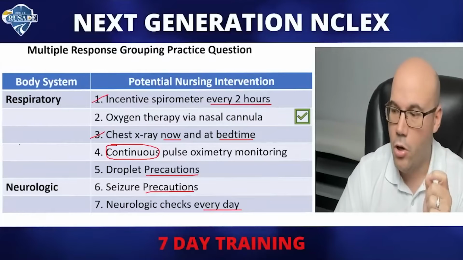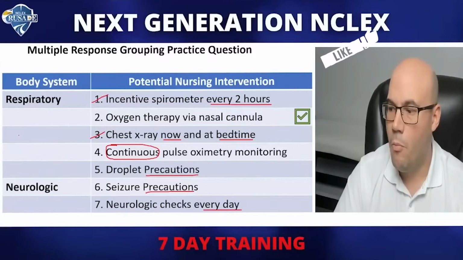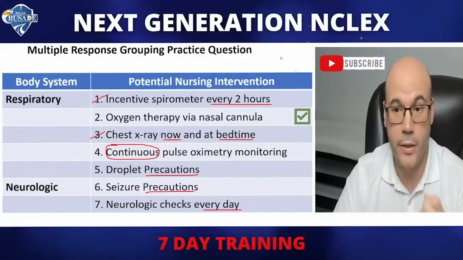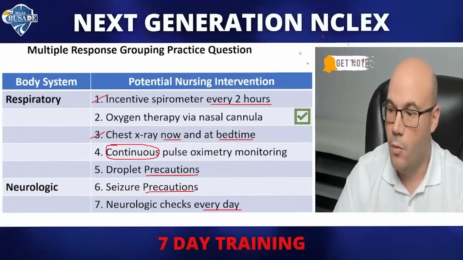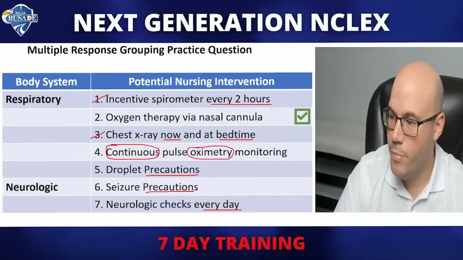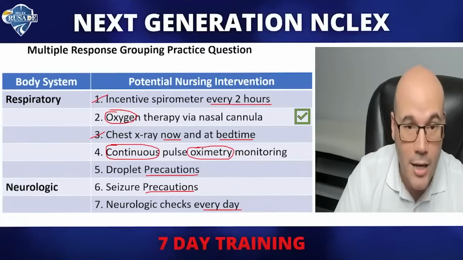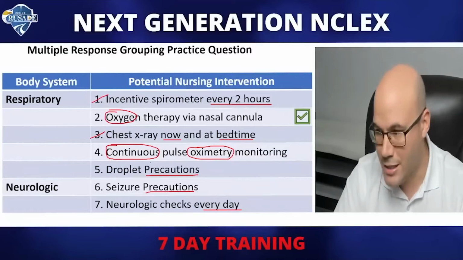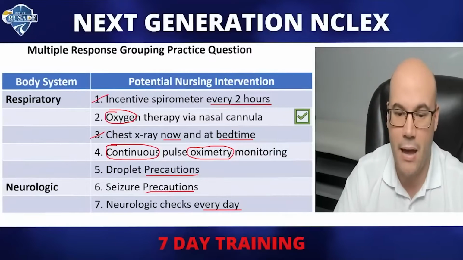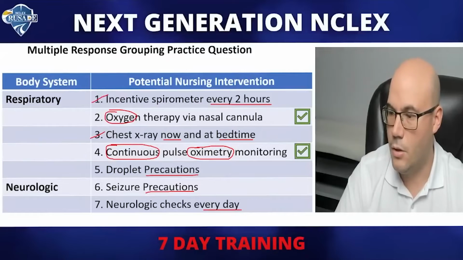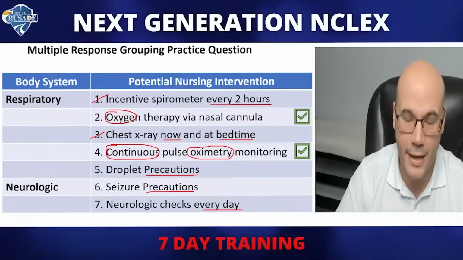Number 4, keyword, continuous pulse oximetry monitoring, which helps with pulse and saturation. Well, we're going to see the similarity here between oximetry and oxygen. We selected oxygen, so continuously monitoring the O2, the oximetry reading, will be a very important priority action. So answer number 4, I'm going to keep.